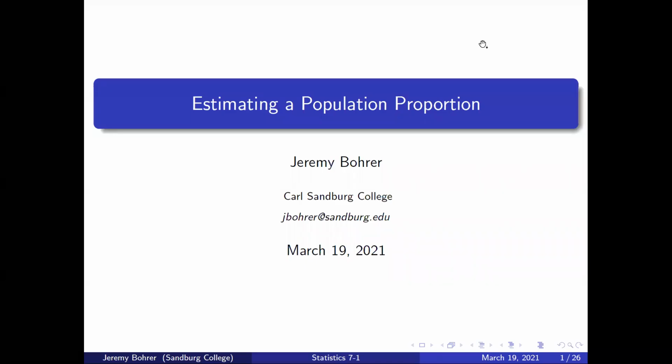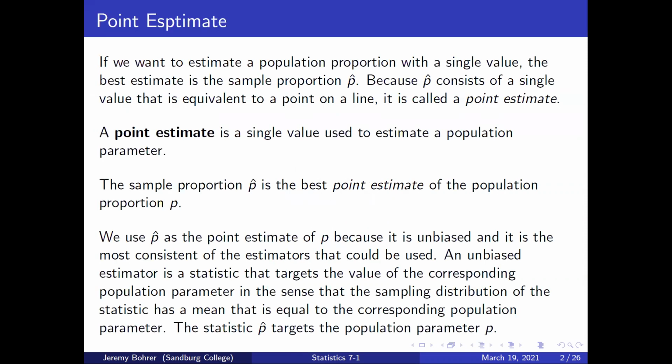In this video, we will discuss estimating a population proportion. If we want to estimate a population proportion with a single value, the best estimate is the sample proportion p hat. Because p hat consists of a single value that is equivalent to a point on a line, it is called a point estimate. A point estimate is a single value used to estimate a population parameter.